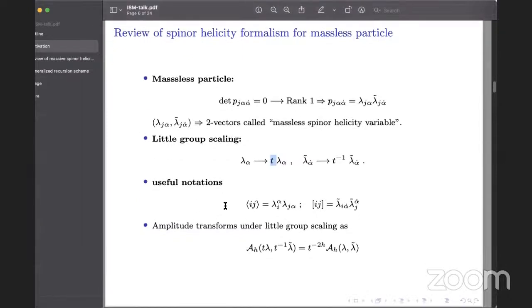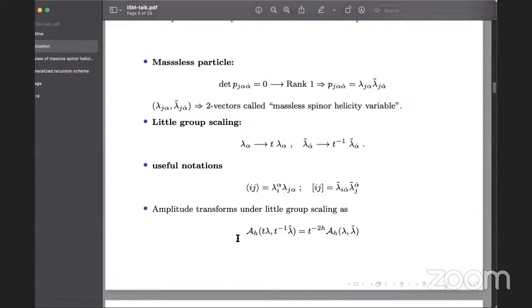The massless amplitude is often written in terms of some spinor objects, written as products of these lambda variables or lambda tilde variables. The angle brackets denote the contraction of two lambda variables, and the square brackets denote the contraction of two lambda tilde variables. So under this little group transformation, the massless amplitude scales like this.